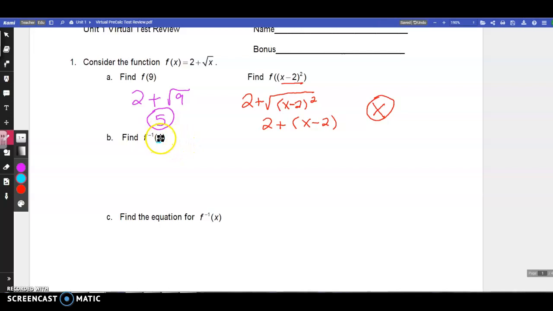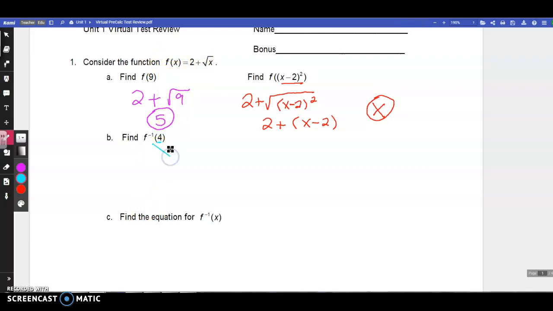So what do we know about inverse functions? We know that with an inverse function, we get it by switching the inputs and the outputs. So this 4, even though it looks like an input, is really an output on my f function. Okay? So instead of plugging it in for x, we can plug it in over here for f of x.